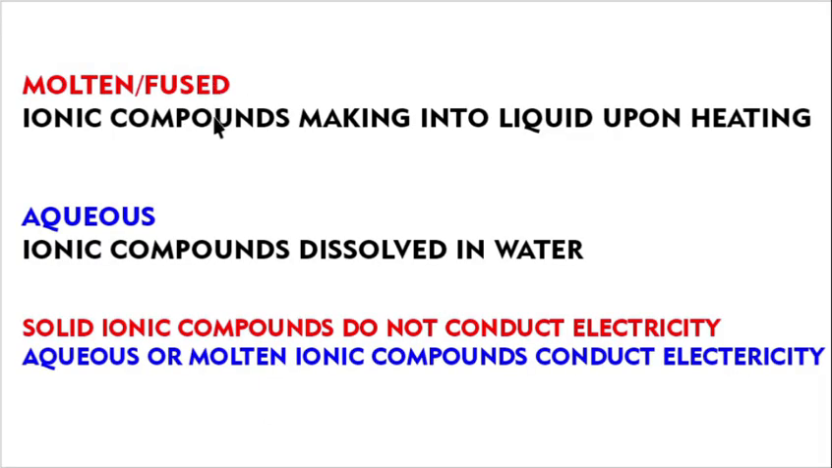So molten means ionic compounds made into liquid upon heating. Aqueous means just dissolving in water. So remember, solid ionic compounds do not conduct electricity, while the aqueous and molten ionic compounds conduct electricity. Covalent compounds, anyway, they don't conduct electricity.